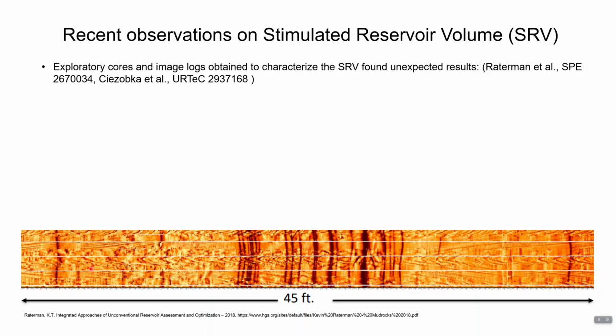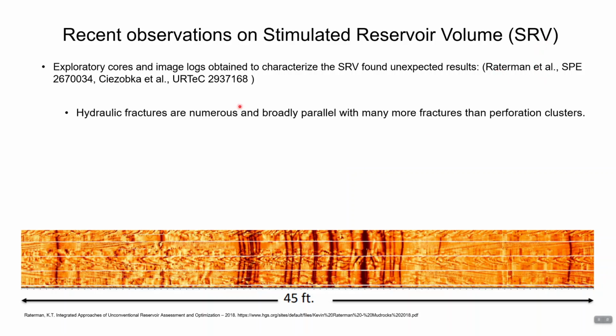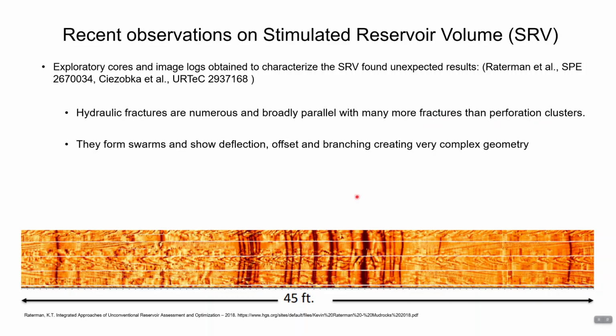As most of us are already aware, there has been a great effort in the industry to explore the geometry of the fractures inside the SRV of unconventional wells. These two publications here are very good references, and I recommend you to read them. Many interesting facts with respect to the unconventional well fracture geometry. For example, they found that the hydraulic fractures are numerous and broadly parallel with many more fractures than perforation clusters. They form swarms, that means groups of fractures with very short spacing. And the fractures show deflection, offset, and branching and heterogeneities, and that creates very complex geometry.